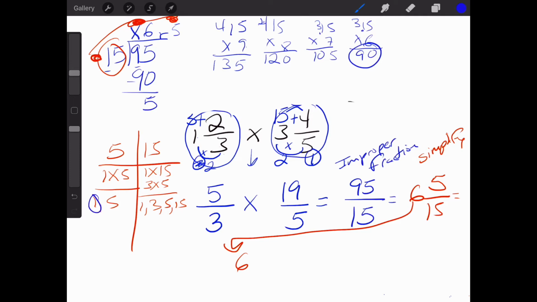Do you have a 1 on both sides? Yes. Do you have a 5 on both sides? Yes. Do you have a 3? No. 15? No. So your greatest common factor is the number 5.